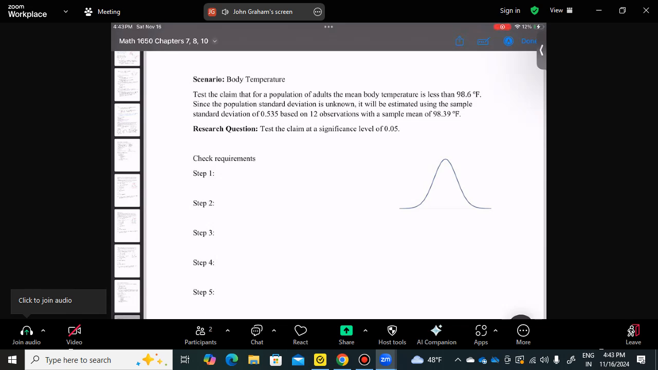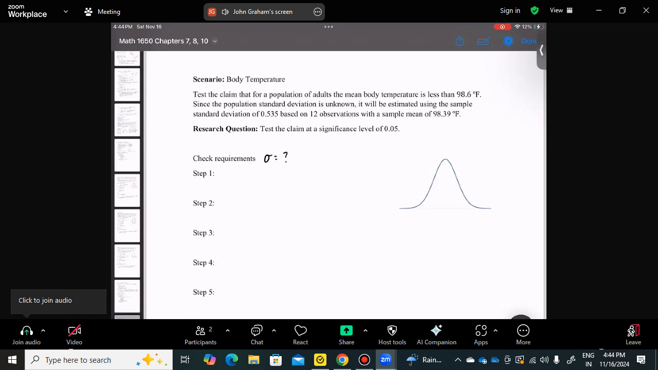Alright, so step 1 is we need to check requirements. We don't know the population standard deviation. We only have the sample standard deviation. So sigma is unknown. And we're going to assume a normal population.